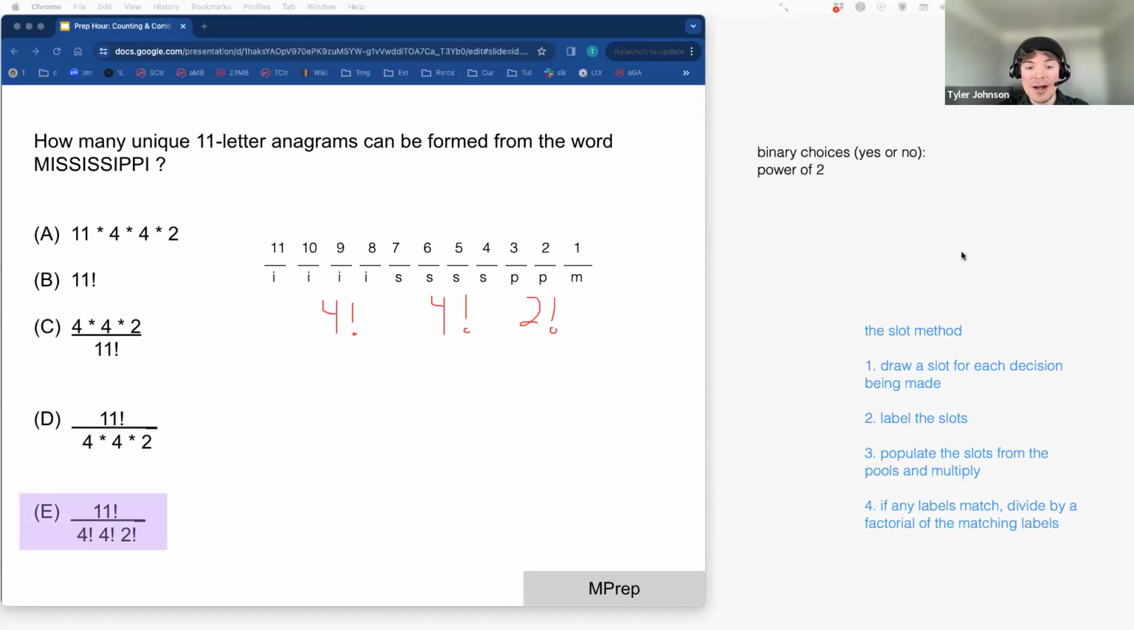So that's one way to look at it if you want to apply the slot technique there. But when it comes to anagrams in general, just because they're a common form you might see for this question, if you prefer, you can just recognize anytime there's an anagram, the answer is going to be the number of letters factorial divided by repeated letters factorial. And that might be a little faster than drawing out 11 slots like you're doing here.